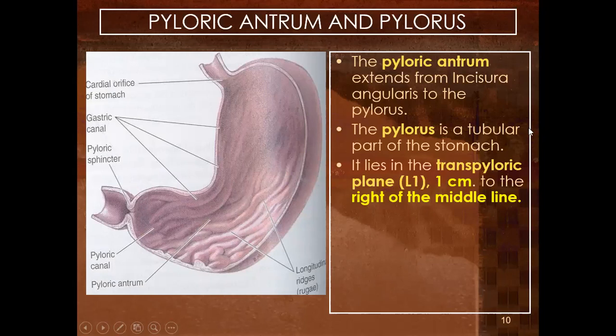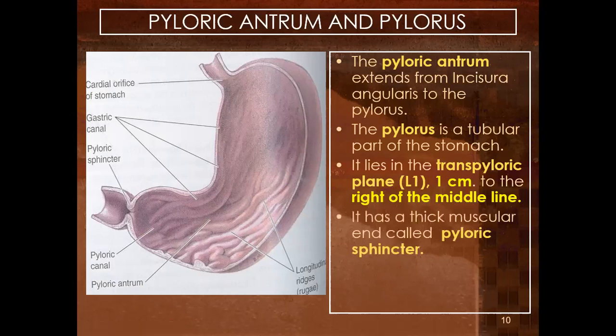And this pyloric canal is almost 1 centimeter to the right of the midline. So it is slightly away from the midline, almost 1 centimeter. It has a thick muscular end called the pyloric sphincter. Before it opens into the duodenum, the smooth muscle of the pyloric canal becomes thickened and narrow. Now if you can see here, it can be clearly seen. So this is an anatomical sphincter. So it is both physiological as well as anatomical.